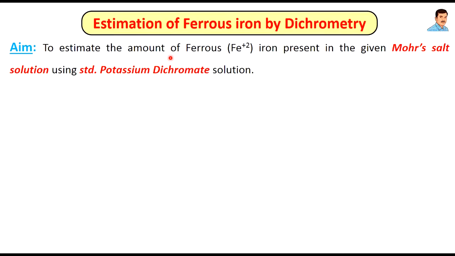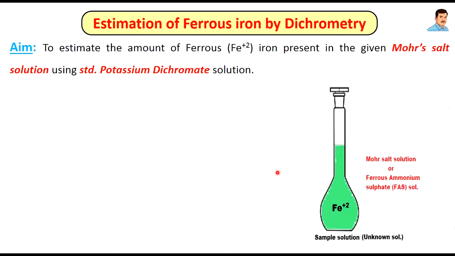In this session, I am going to talk about the experiment estimation of ferrous iron by dichrometry. The aim of the experiment is to estimate the amount of ferrous iron, that is Fe plus 2 iron, present in the given sample solution, that is Mohr's salt solution, by using standard potassium dichromate solution.